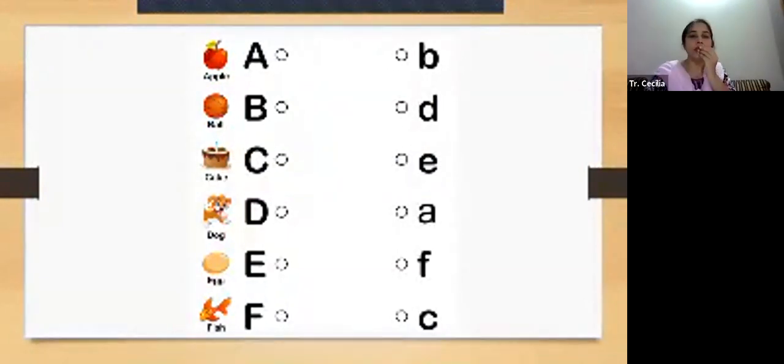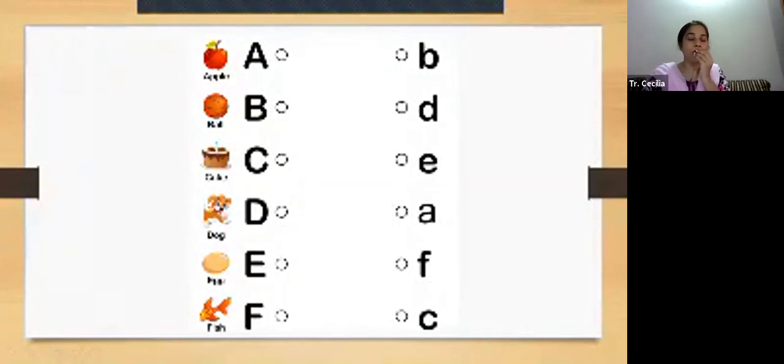All right. Now here are pictures with names. And the first letter is written there. Capital letters. A for apple, B for ball, C for cake, D for dog, E for egg, F for fish. Now on the other side, here are the small letters written. These are the sounds. B, D, A, F. What you have to do is match these letters with these sounds.